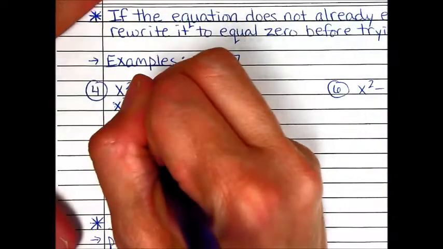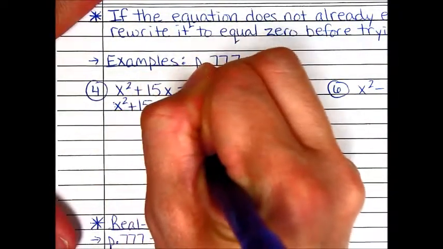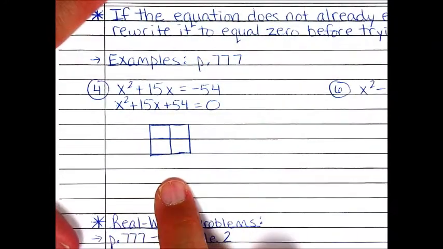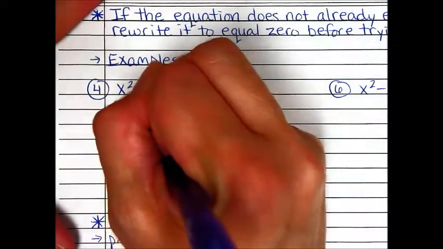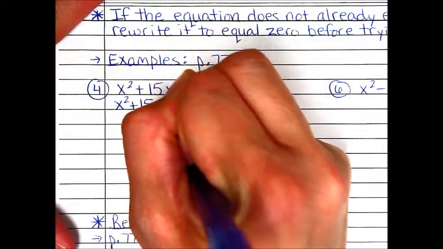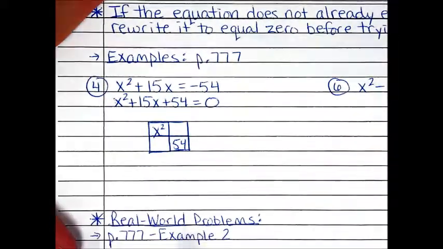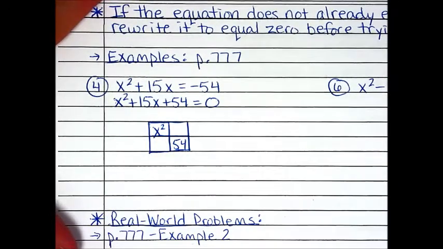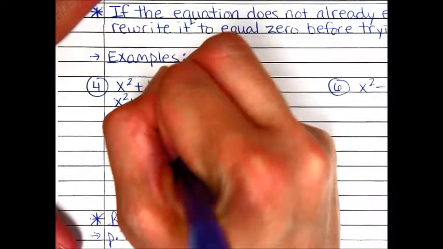So you're going to draw the box. I'm going to leave a line of space so that I have room to write my factors on top. And now you fill it in. X squared in the top left, 54 in the bottom right. And you say, what could I multiply to get 54 that would add to get 15? It's going to be 9 times 6.